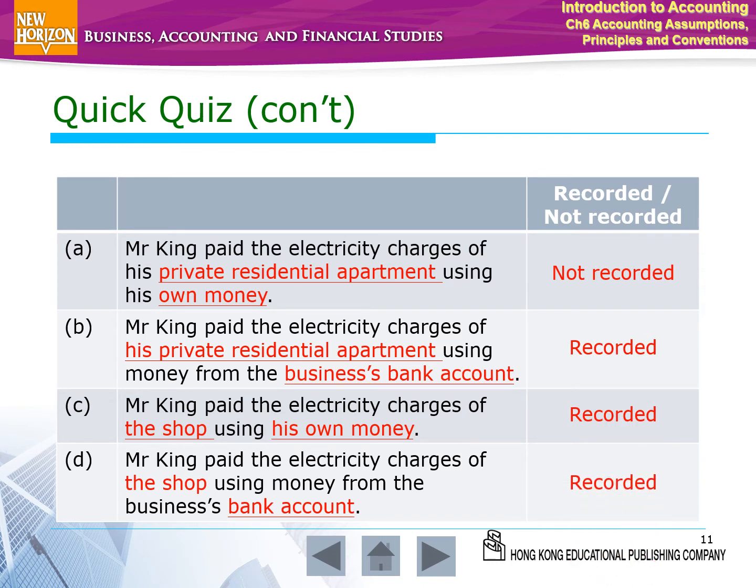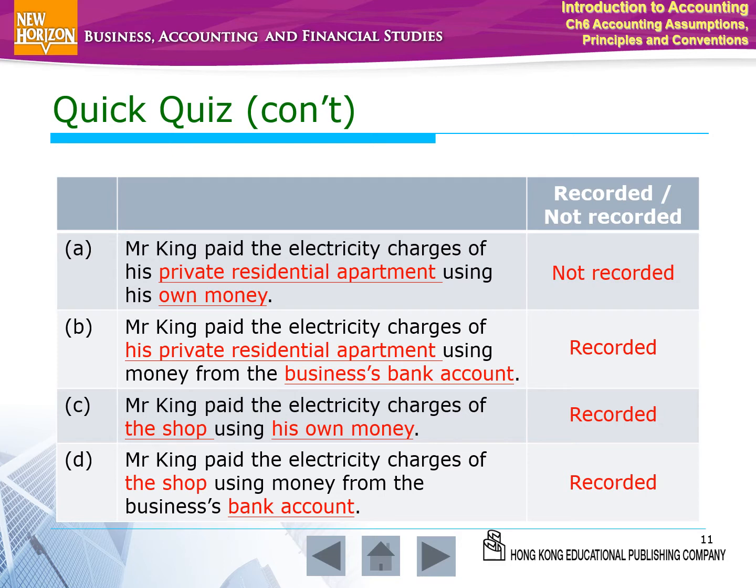Look at B. Mr. King paid the electricity charges of his private residential apartment using the money from the business bank account. So obviously it should be recorded in the business accounting books, because money was withdrawn from the business to pay for Mr. King's private residential apartment. So the business should open a drawing account to record Mr. King's taking of bank money to pay for his private residential apartment's electricity charges.